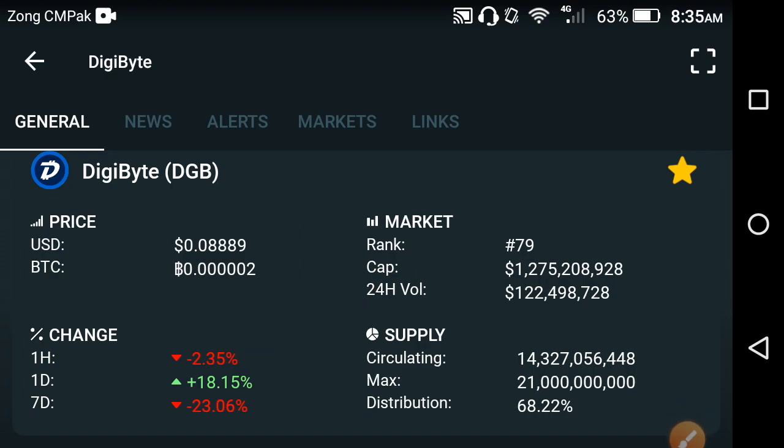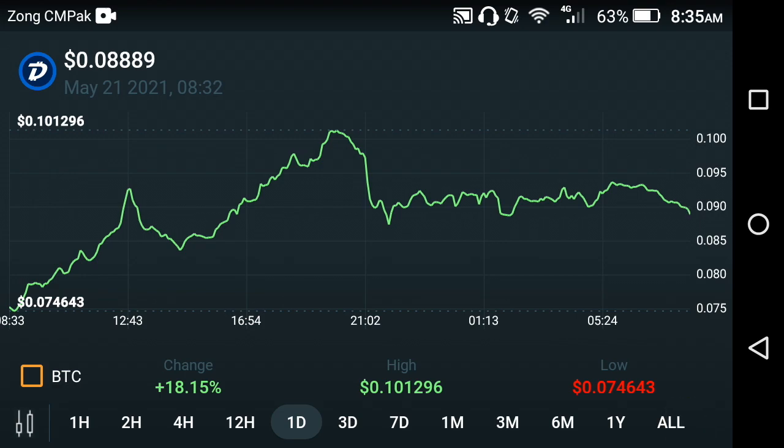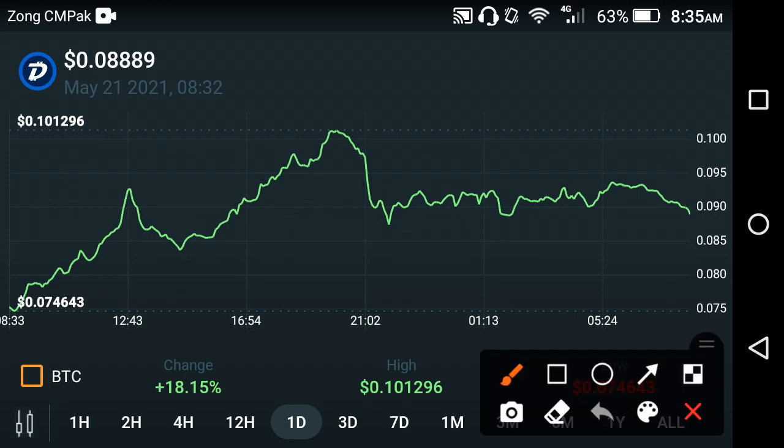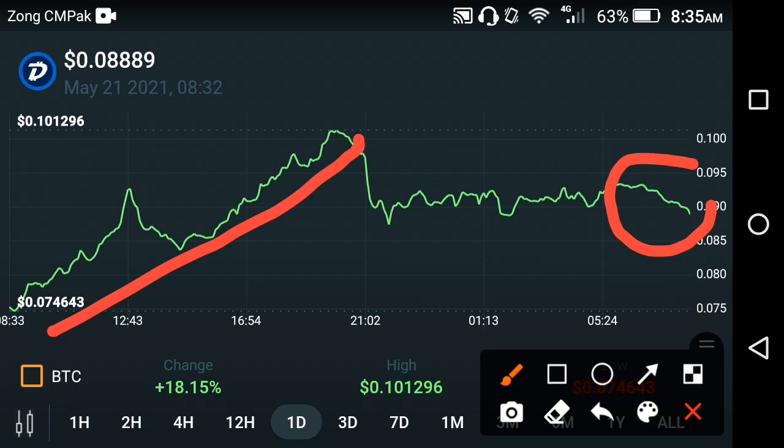You can see here the price of Digibyte. Let me show you the price chart. Absolutely a good jump in Digibyte yesterday. As you can see here, there was a big jump, but if you look at the current condition of Digibyte, it is currently falling again.